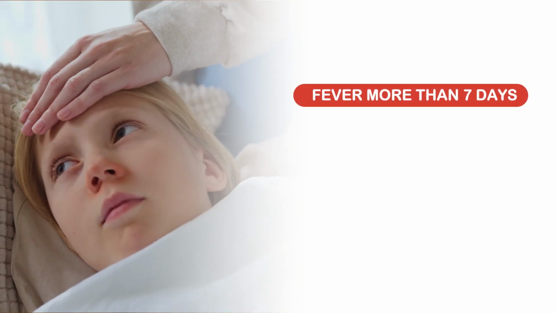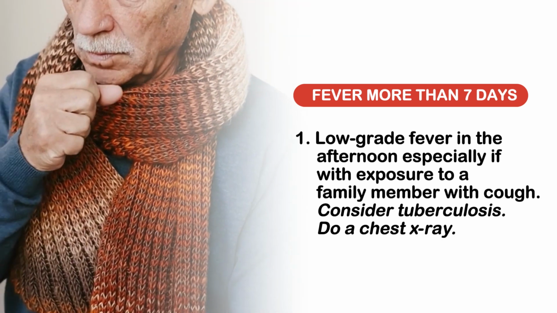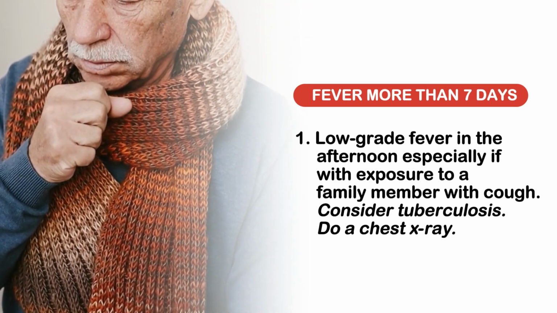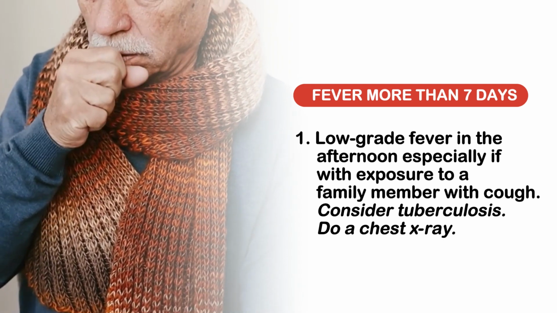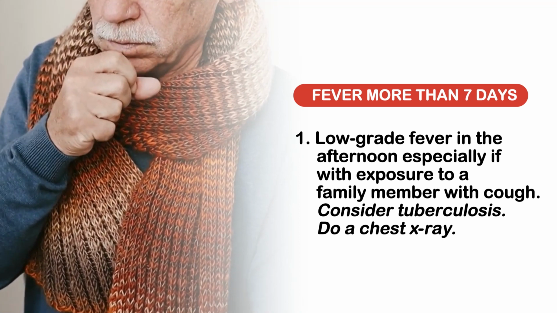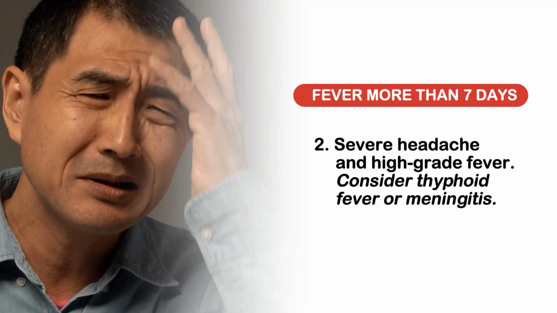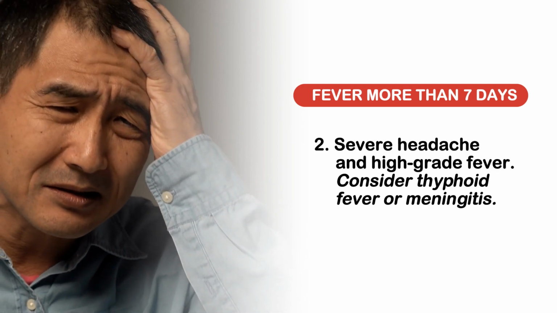For long-standing fever of more than 7 days, here are our differential diagnoses. Number 1, low-grade fever in the afternoon, especially if with exposure to a family member with cough. Consider tuberculosis. Do a chest x-ray. Number 2, severe headache and high-grade fever. Consider typhoid fever or meningitis.